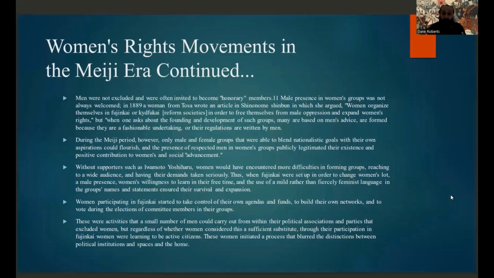With all of this going on, women in these groups began to take control of their own agendas and funds to build their own networks. These were activities that a small number of men could carry out from within their political associations and parties that excluded women. Again, there are some things that these groups could not do without the help of men. But regardless of whether women considered this a sufficient substitute, through participation in Fujinkai, women were learning to become active citizens. With all of that aside, the Fujinkai were still incredibly useful and powerful methods of women gaining rights in Meiji Japan.